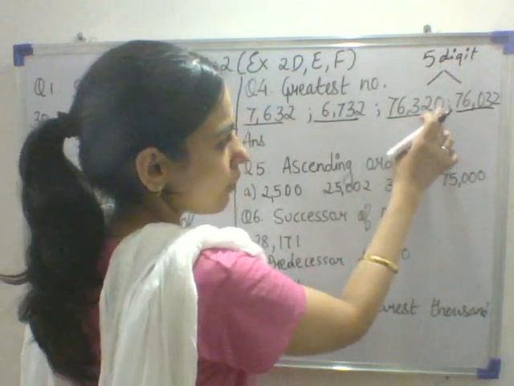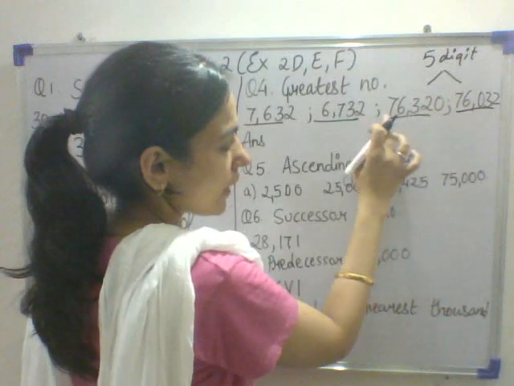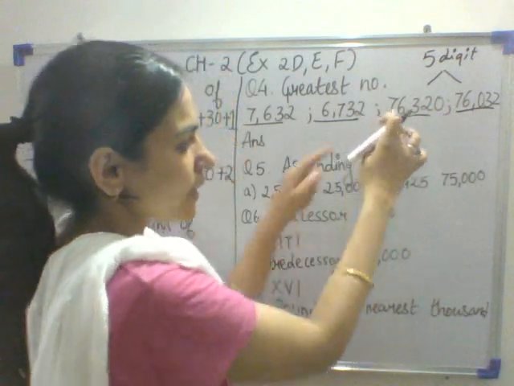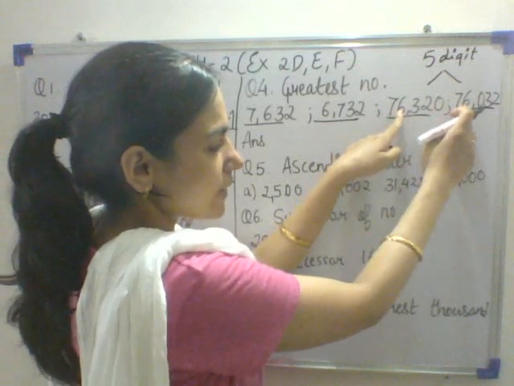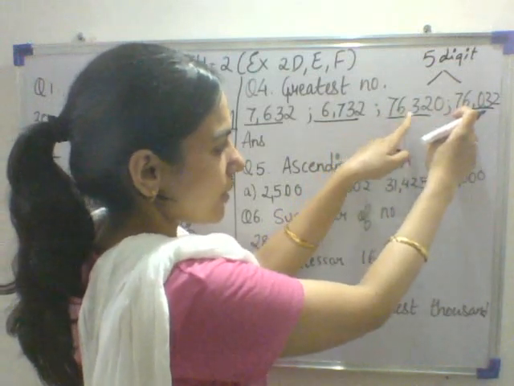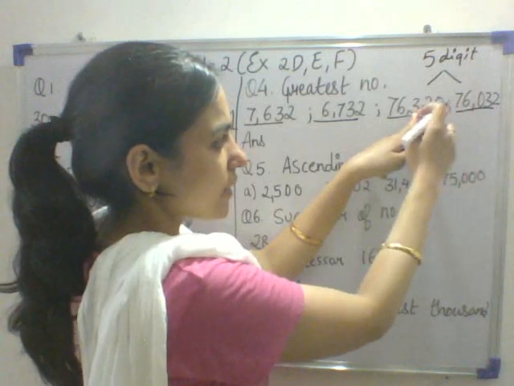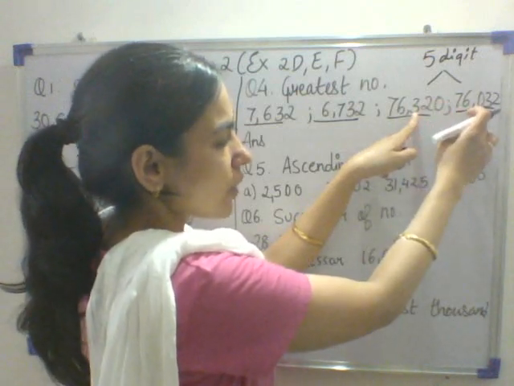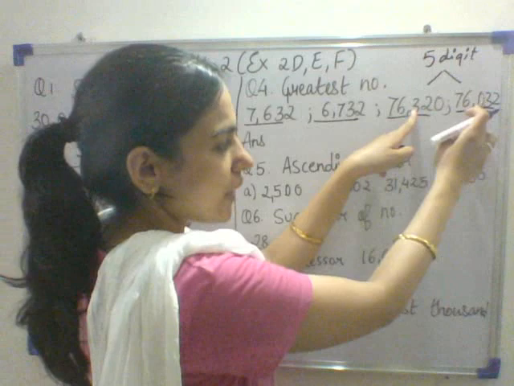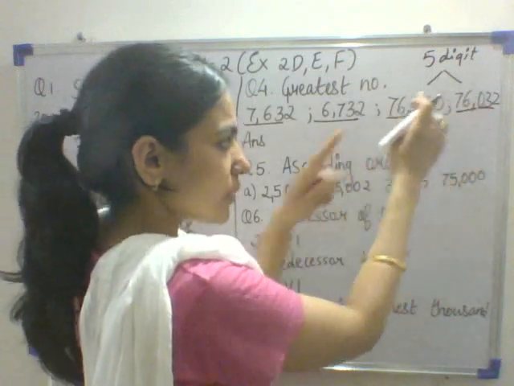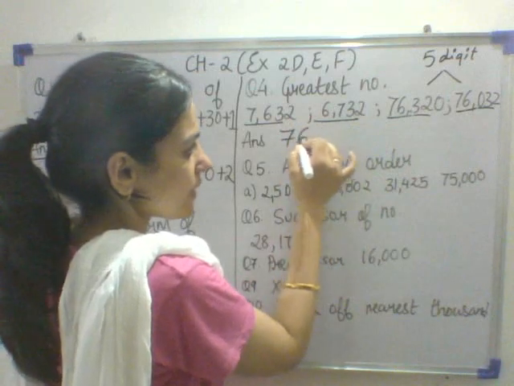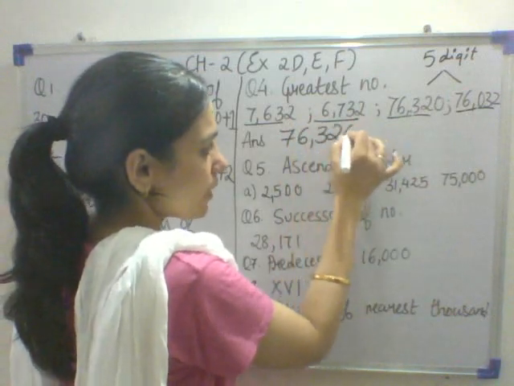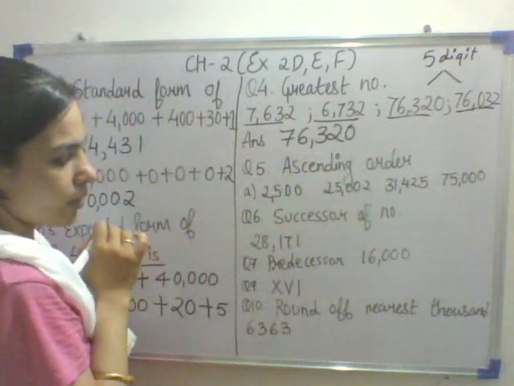See from here: 1s, 10s, 100s, 1000s, 10,000s. At the 10,000 place here is 7. Here also 7 is there. At the 1000 place 6 is there. Here also 6 is there. At the hundreds place here is 3 and here 0 is there. So 3 is greater than 0. Yes. So this number is the greatest number. Your answer will be 76,320.